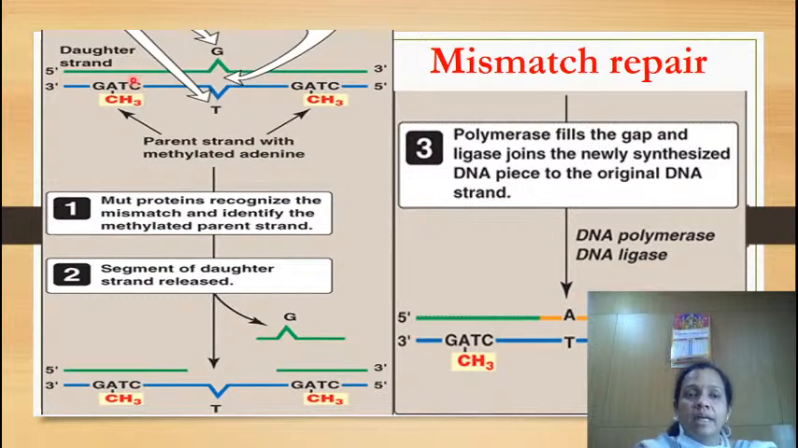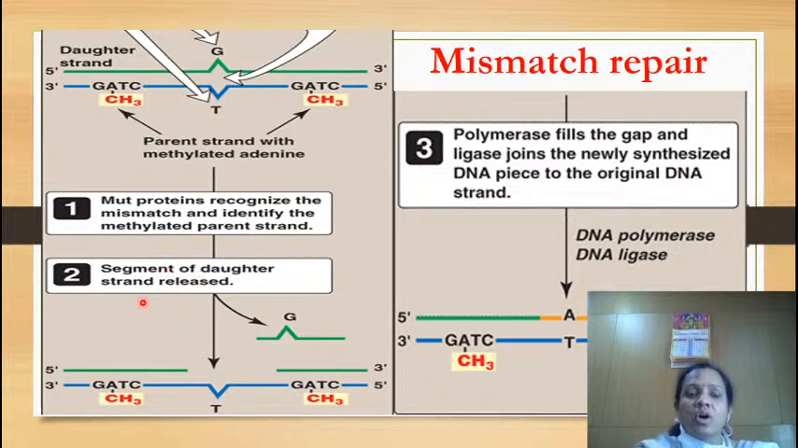We have a DNA double helix. So this is one DNA and this is another DNA. Now, how will you know which is the daughter and which is the parent strand? Usually, the parent strand will have methylation at GATC base pairs. Intermittently, on the parent strand, there are GATC sequences, and these are methylated. The parent strand is methylated, and this is recognized by special proteins called Mut proteins. The Mut proteins recognize the mismatch and identify the methylated parent strand.